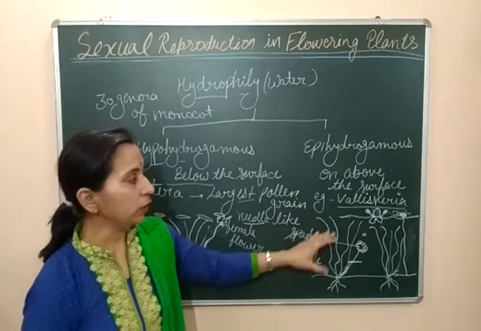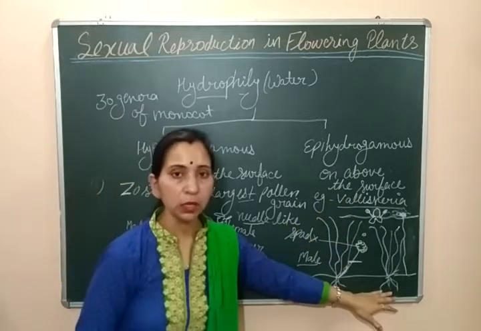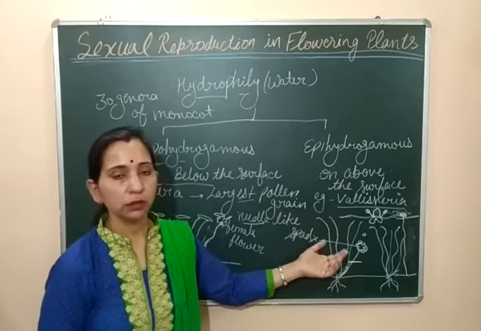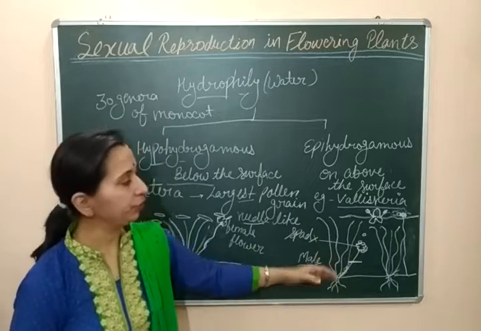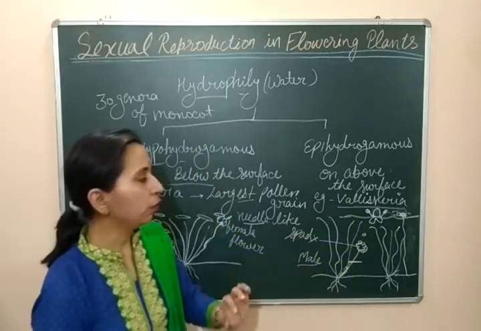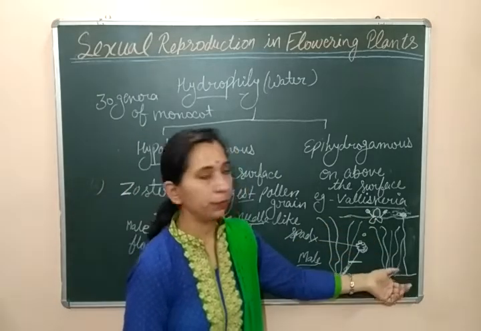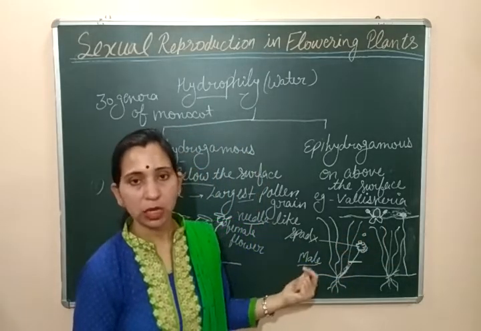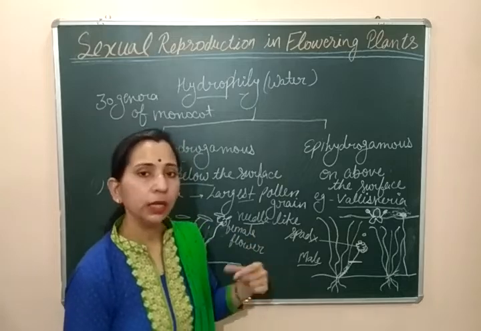Let's see what happened in the case of Vallisneria. It has two plants, male and female. Male flowers grow in the form of a spadix, and when it gets mature, it detaches from the plant and reaches the surface of water. At the same time, the female flower grows and becomes mature. It becomes uncoiled. In the starting condition it is in the coiled stage, but later on it will become uncoiled.